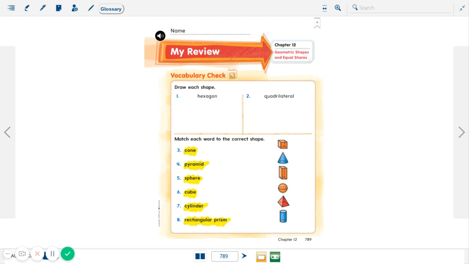So for number 1, you need to draw a hexagon. For number 2, you're going to draw a quadrilateral, and there's a couple different shapes that you can draw as a quadrilateral. For numbers 3, 4, 5, 6, 7, and 8, you're going to match each word to the correct shape. So I want you to pause the video right now and do those on your own. And once you're done with those, play the video and we'll go over them together.